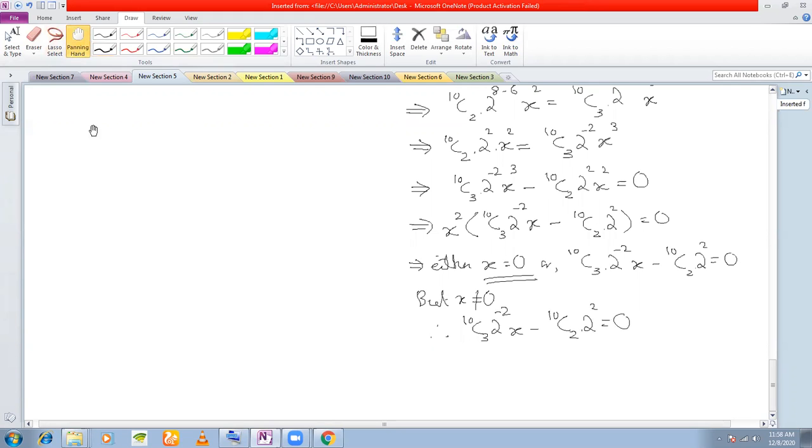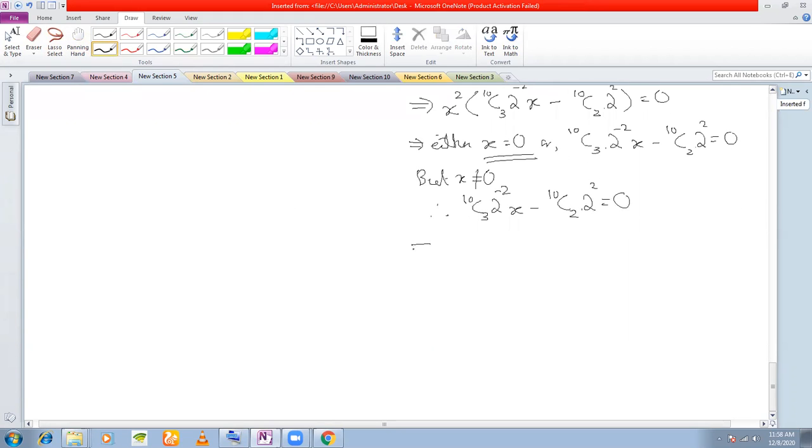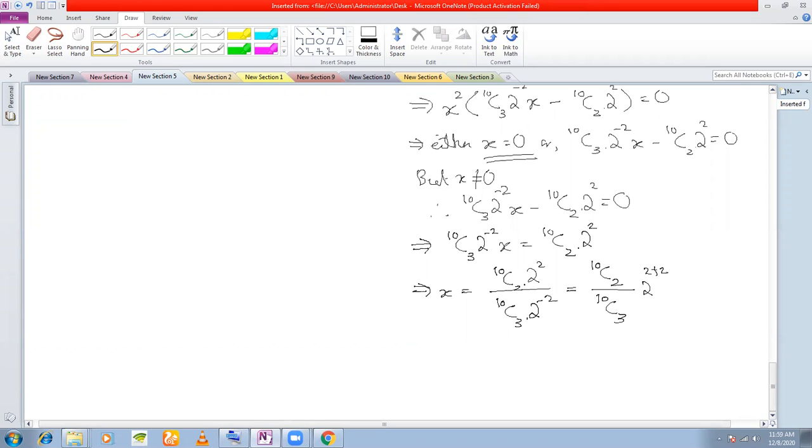Now from this you can find out the value of x. So here 10C3 into 2 to the power of minus 2 x is equal to 10C2 into 2 square. That means x is 10C2 into 2 square divided by 10C3 into 2 to the power of minus 2. That means this is 10C2 divided by 10C3 into 2 to the power of 2 plus 2, which is 2 to the power of 4.